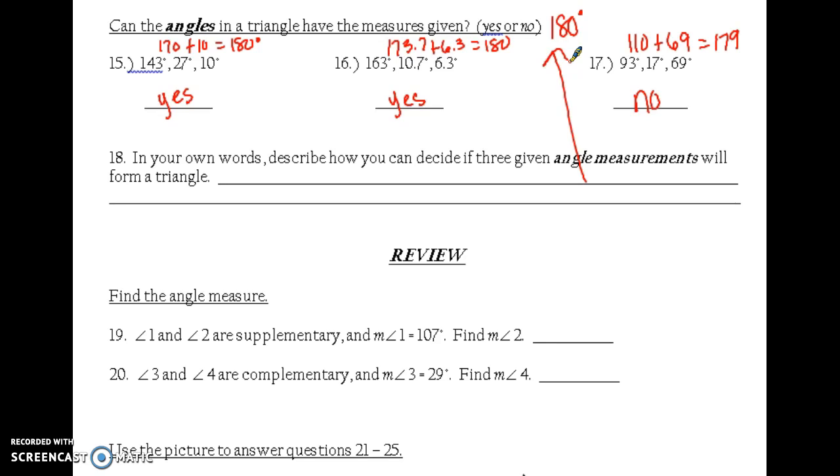Number 19, angle 1 and 2 are supplementary. Supplementary means that when you add them together, they equal 180. So if measure 1 is 107, then 107 plus the measure of angle 2 equals 180. 180 minus 107 is 73 degrees. 3 and 4 are complementary, which means that they equal 90 degrees. So 29 plus the measure of angle 4 equals 90. 90 minus 29 is 61 degrees.